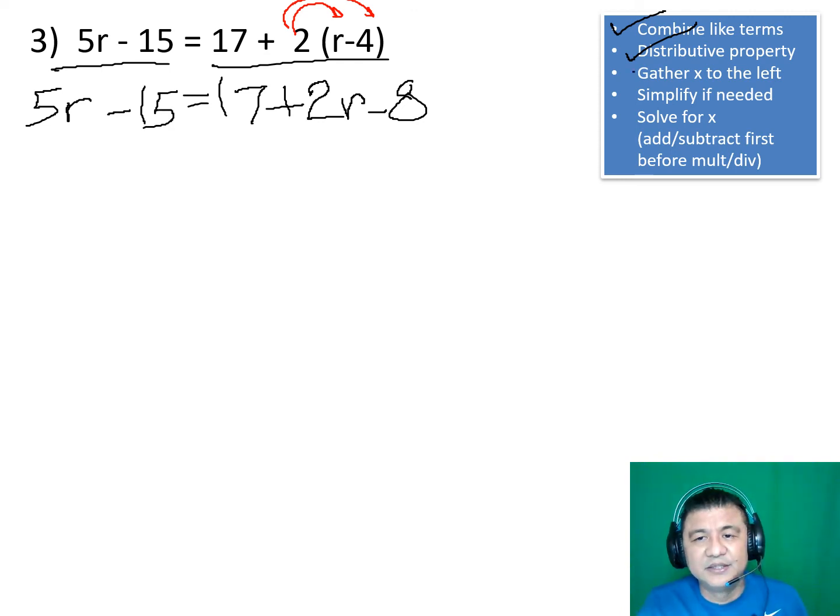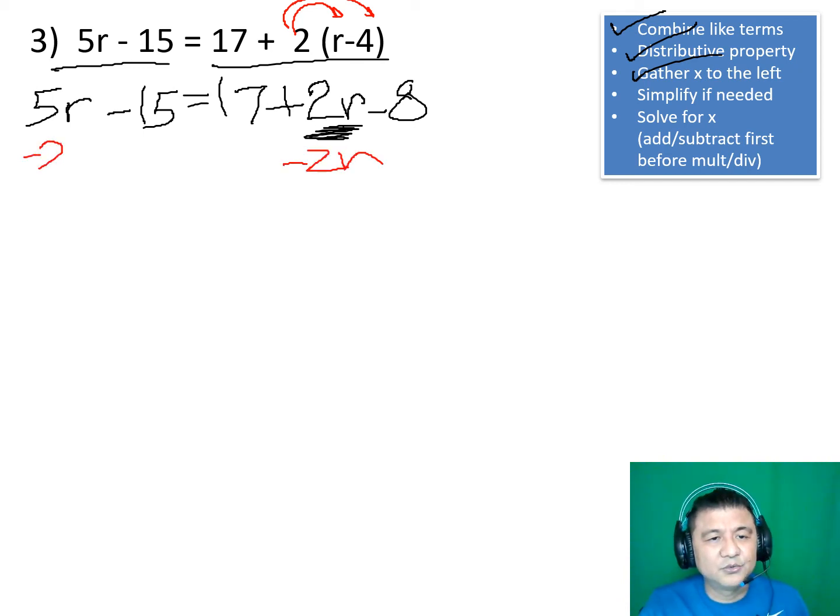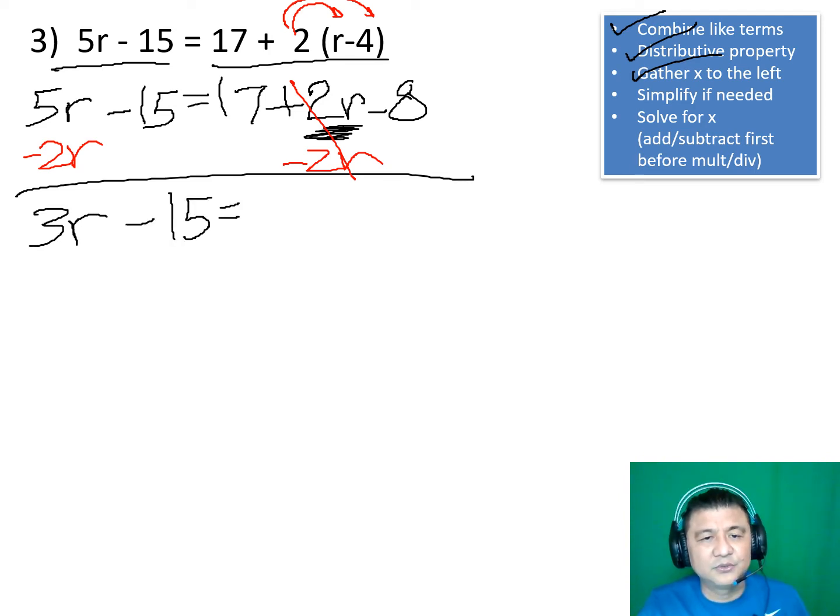Okay, we gather everything to the left side. You shouldn't be here. I'll move you to the other side. So minus 2r for you, minus 2r for you. Okay, now we can cancel that. So let's add 5 and negative 2, which is a positive 3r minus 15 is equal to, check this out, 17 minus 8. We can already do the work. It's a 9.